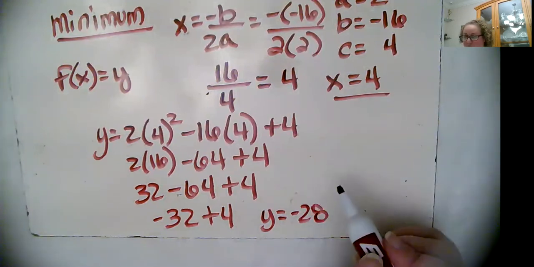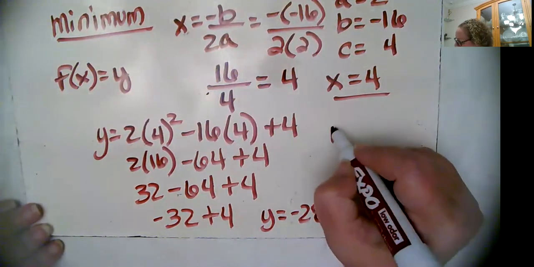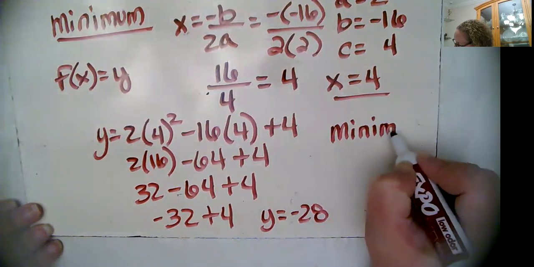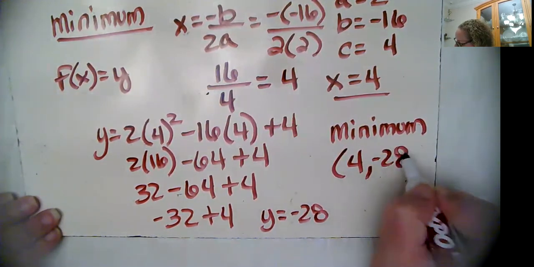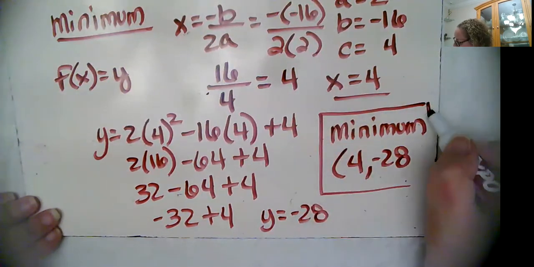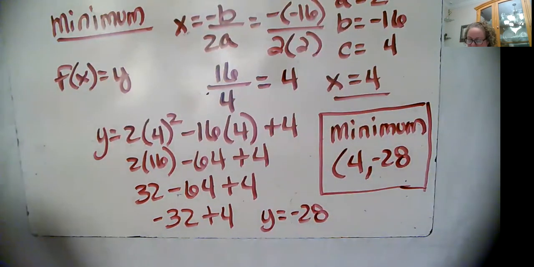Don't forget, together it's our vertex and it's a minimum. 4 comma negative 28. So that is 9.2, graphing parabolas.